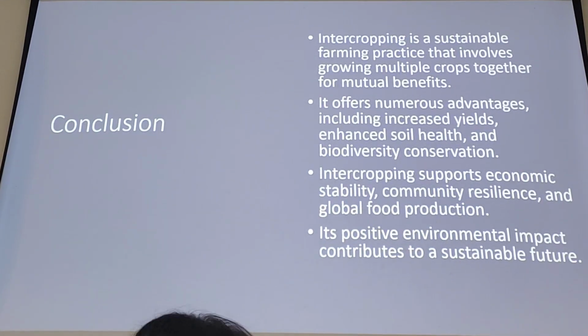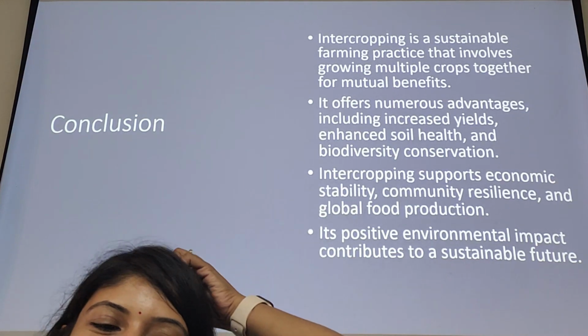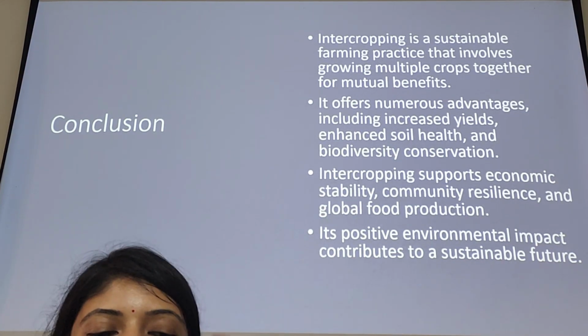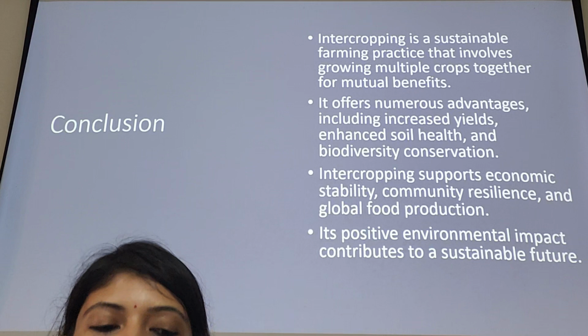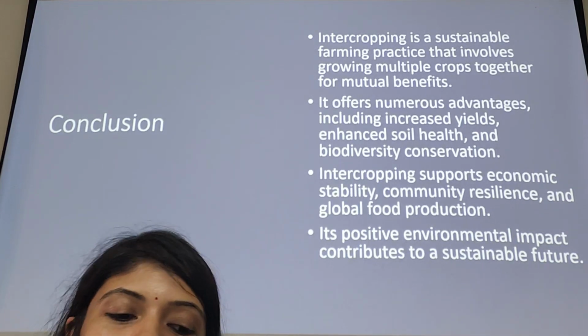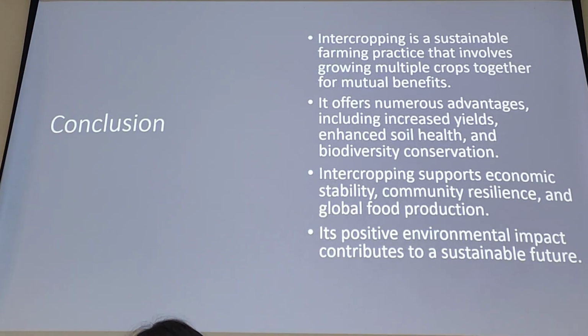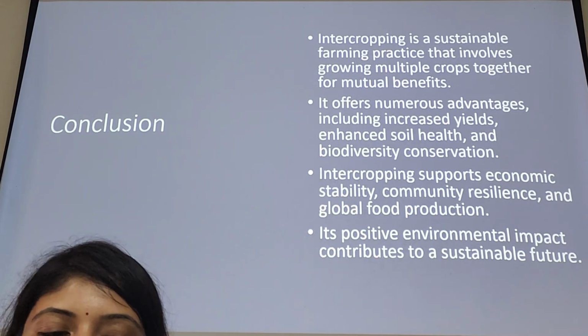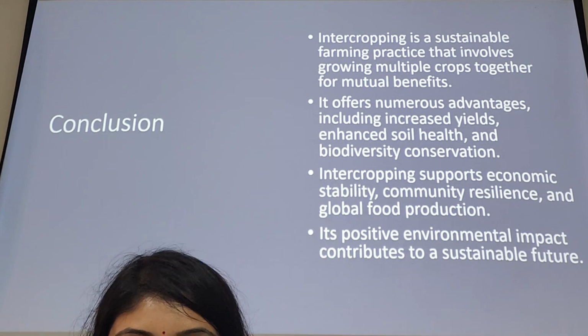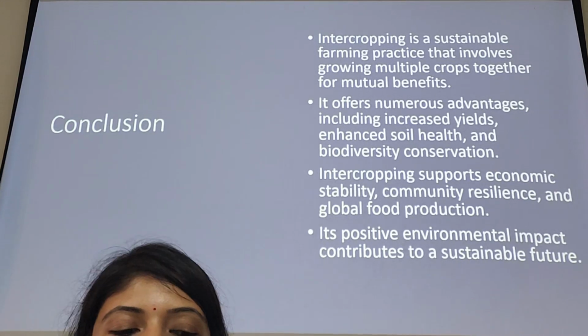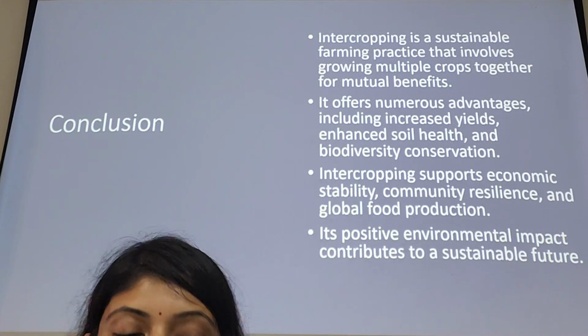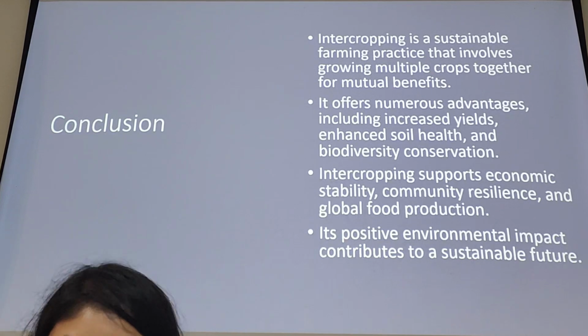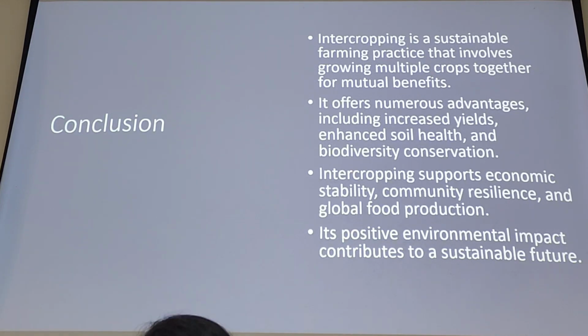So in conclusion, intercropping is a sustainable farming practice. It involves growing multiple crops together for mutual benefits. It offers a lot of advantages, including increased yield, better soil health, and also biodiversity conservation. It also supports economic stability, community resilience, and global food production. And of course, its positive environmental impact contributes to a sustainable future.